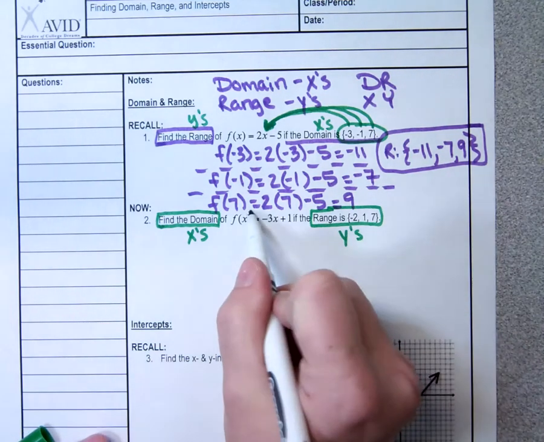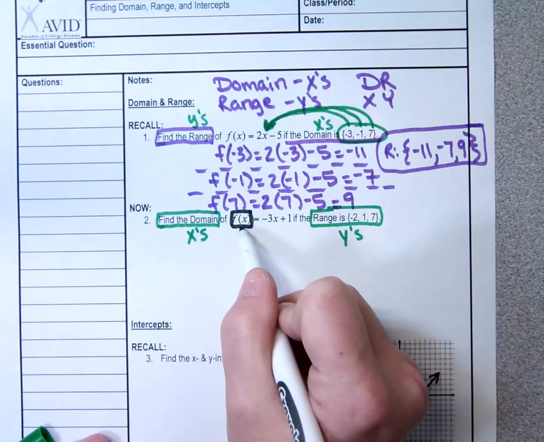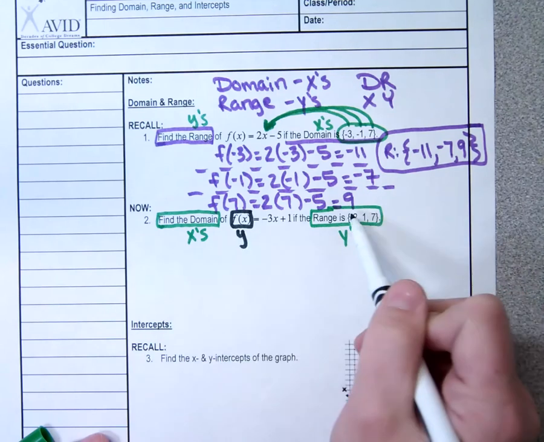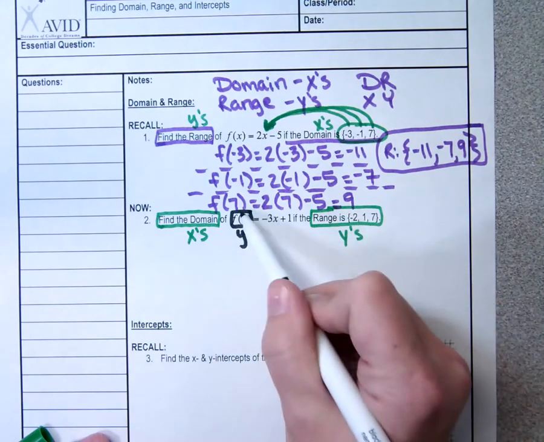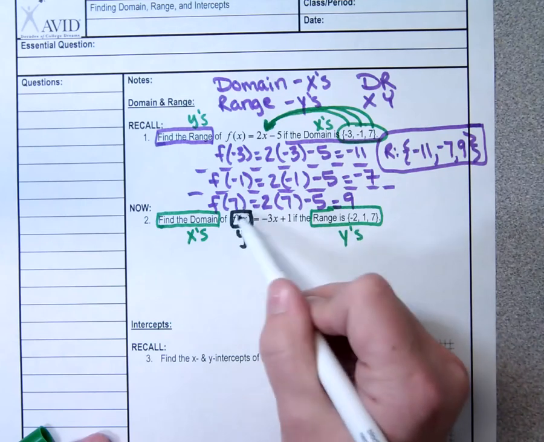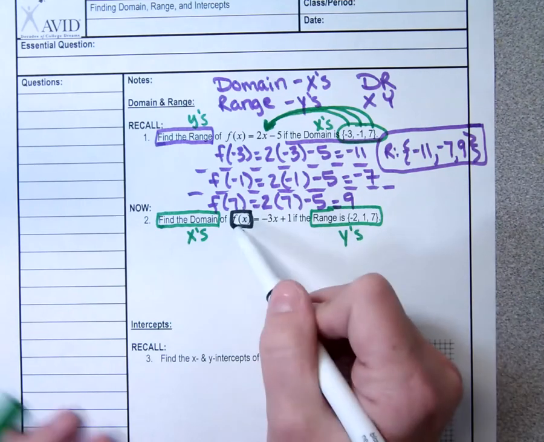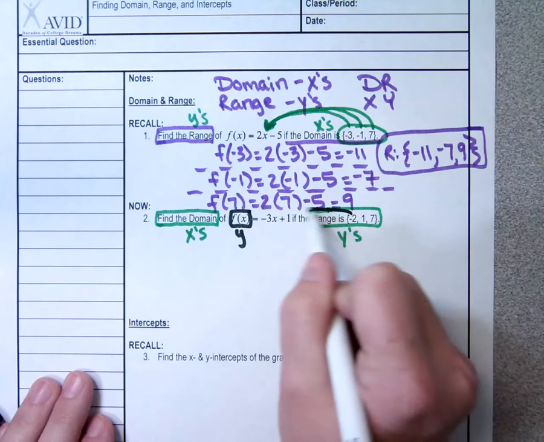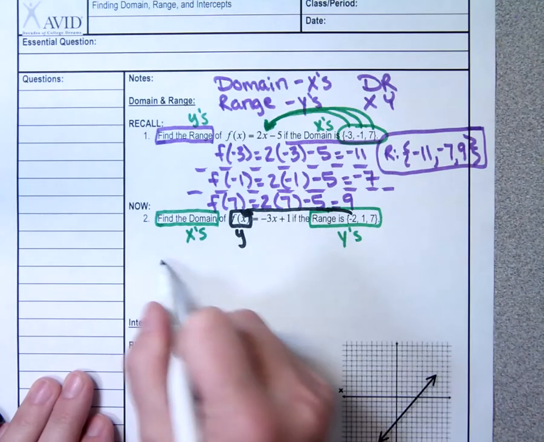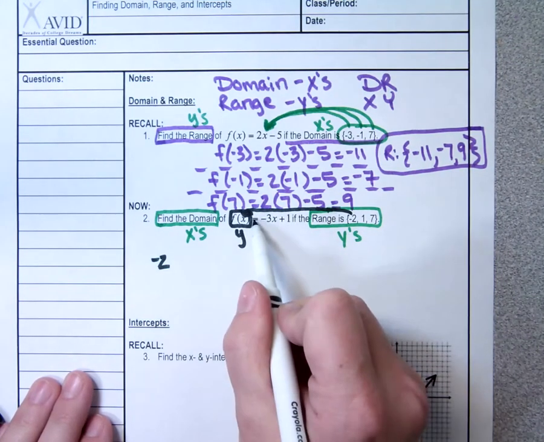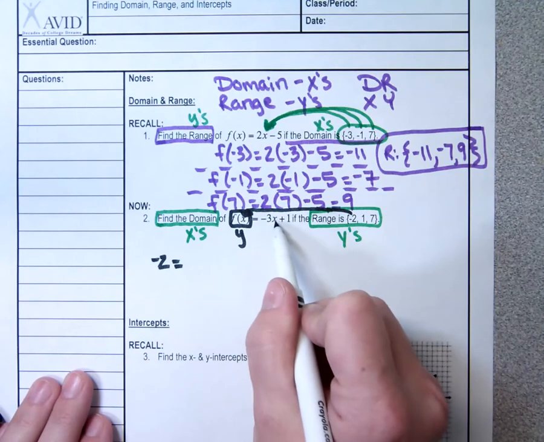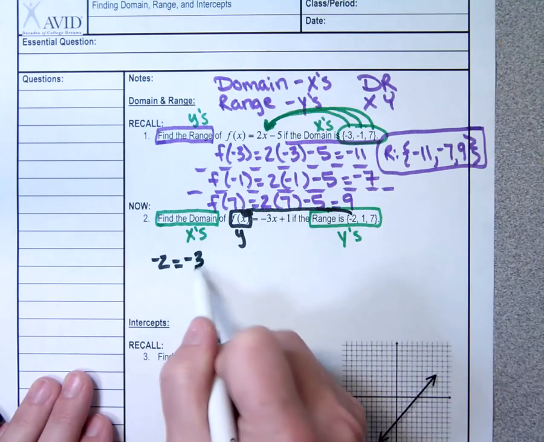Remember, f of x is just a fancy name for y. So I'm going to put the -2 into the f of x, and then the 1 into the f of x, and then the 7 into the f of x. So here I go. First I'm going to put the -2 in there. I would recopy the equals -3x plus 1.